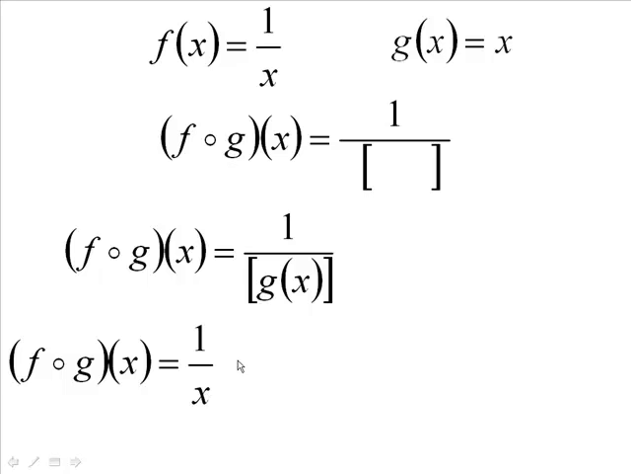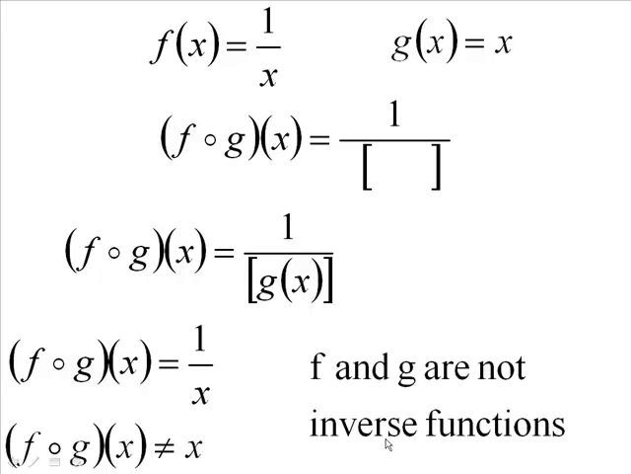Well, that's not what we want it to be. It didn't undo it. Okay? When you did f on g and g on f, it didn't undo it. You don't end up with x down here. You end up with 1 over x. So these are not inverses. These are not inverse functions.